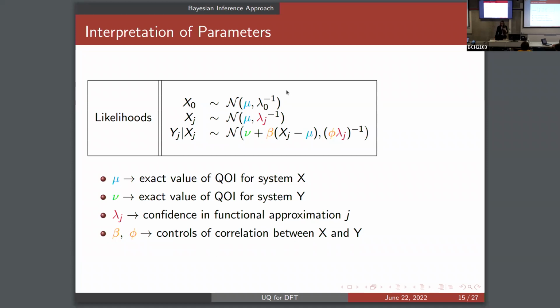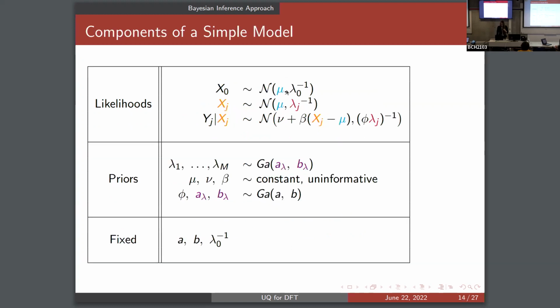We also define precision parameters, lambda_j, for each functional, where they represent our confidence in that particular functional, such that lambda_j is the inverse of the variance of x_j, and up to a constant, the inverse of the variance of y_j given x_j. So if our precision value is large, the variances are small, and we're more confident in the prediction. We choose uninformative priors to start out with so that our data will largely inform our inference. And our important fixed value here is lambda_0 inverse, which controls the variance that we set for the reference data for X.